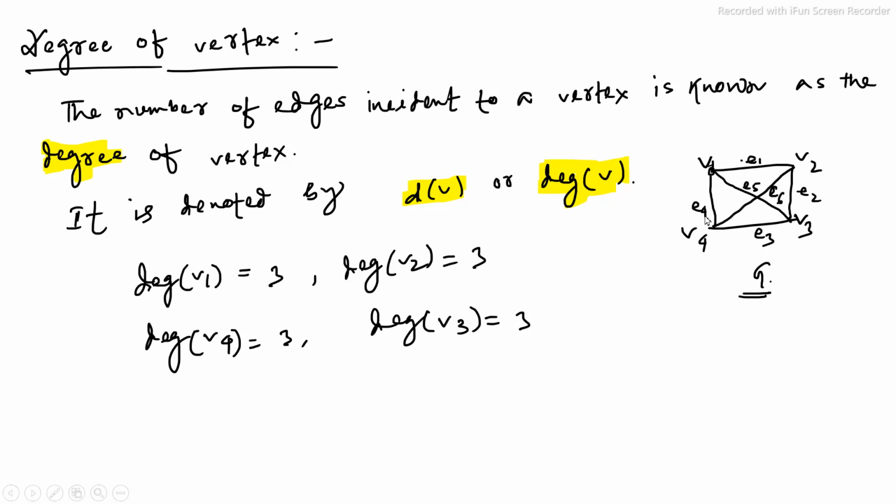We will discuss regular graphs in a later video. What is a regular graph? Actually, if in a graph every vertex has the same degree, then we say the graph is regular. Here you can see v1, v2, v3 and v4, all vertices have the same degree 3. That's why this graph is a three regular graph. I hope you all understand the degree of a vertex in a graph.